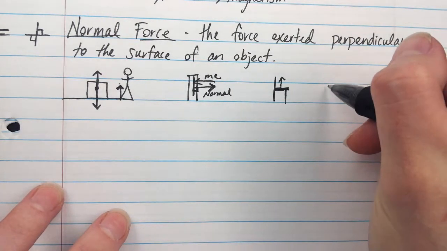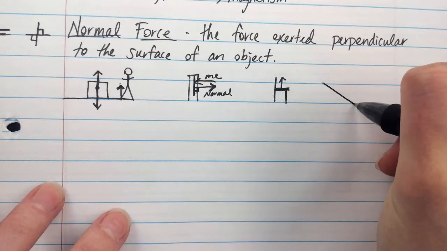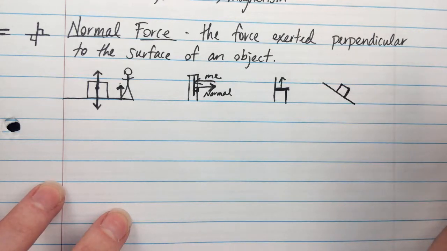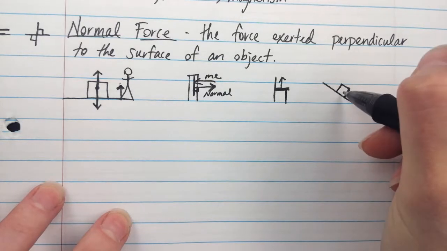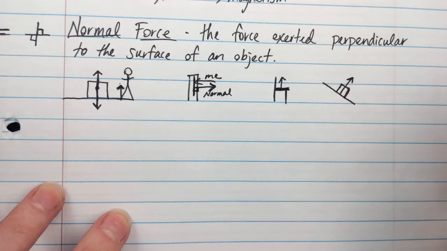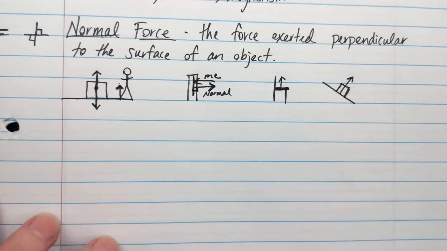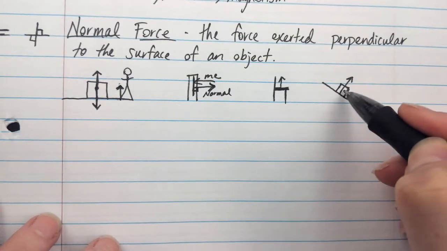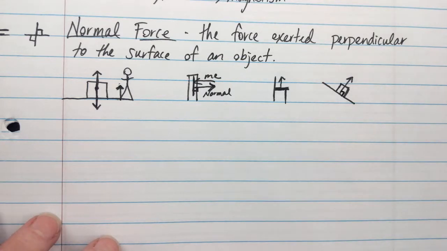Well, look, if we had a slanted surface with a box, it's perpendicular to the surface, so the normal force is that. It comes out of the surface, and look, there's a right angle right there. Does that make sense? Yes, ma'am.